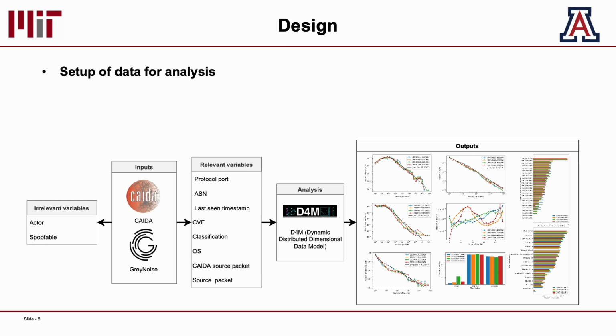This includes determining the variables to use for the analysis. These inputs in our case were the variables obtained from Kaida and GreyNoise previously mentioned. Second, perform a dimensional analysis to identify what variables to continue exploring. As shown in the diagram, we determined variables that did not need further exploring and variables that needed further analysis.